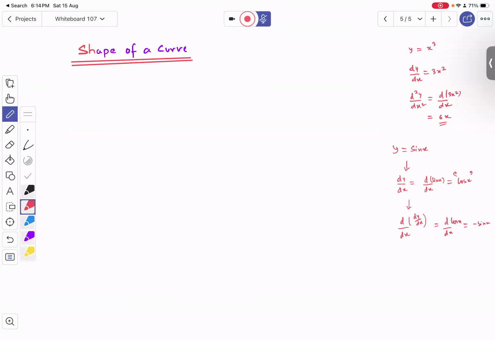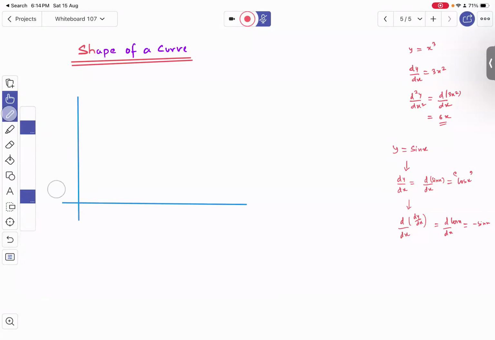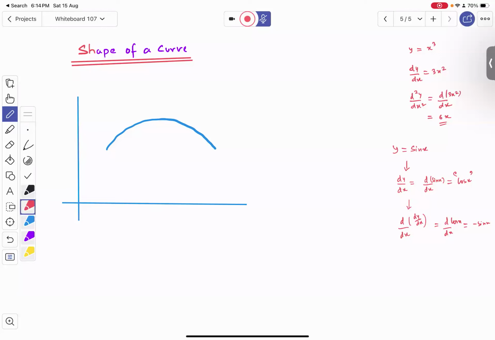Shape of a curve. Suppose I draw a curve and you have to tell me what kind of shape it is having. It's like a speed breaker, no? So suppose I take a small part of this curve anywhere, wherever I have to decide what shape it has, I will take a small part of that curve around that point, the one where I want to check what kind of shape it has.